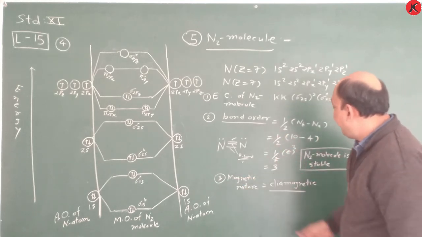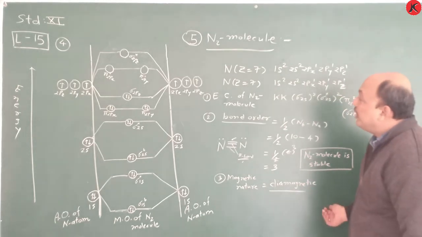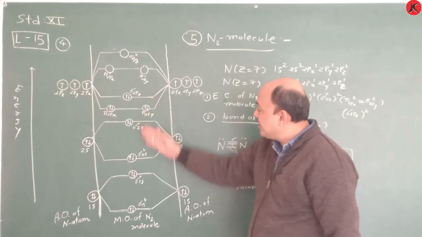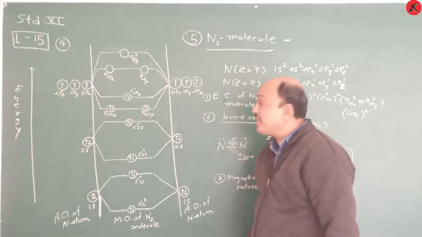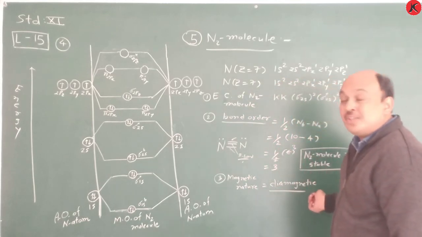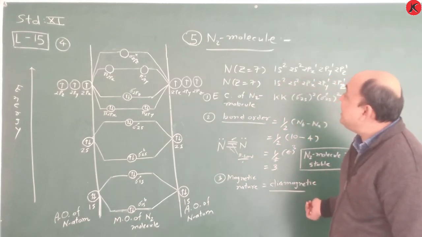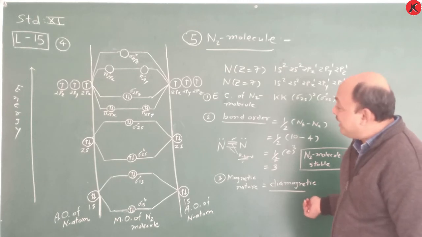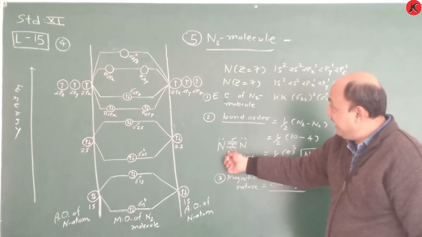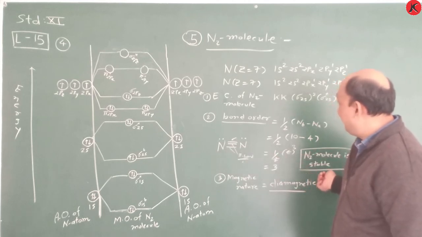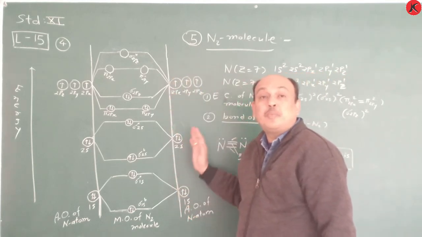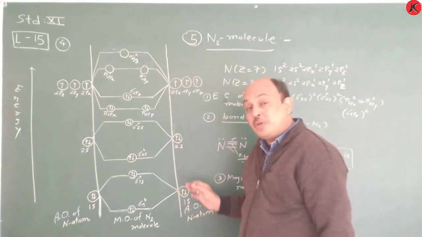Okay, and the magnetic nature of this particular molecule: here there is no unpaired electron or single electron, and that's why it is diamagnetic. Okay, it is diamagnetic. So remember this one, this is very easy. The N2 molecule is diamagnetic, the bond order between the nitrogen atoms is 3, and it is a stable molecule. Okay, write the electronic configuration and draw this type of molecular orbital diagram of the N2 molecule.